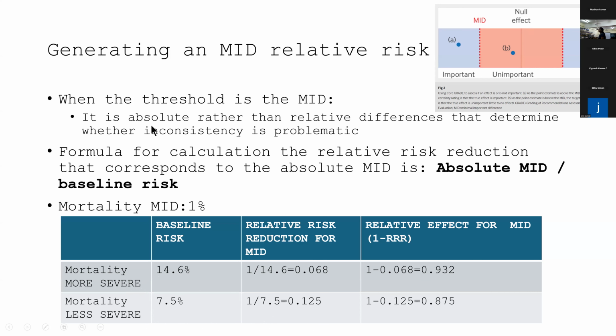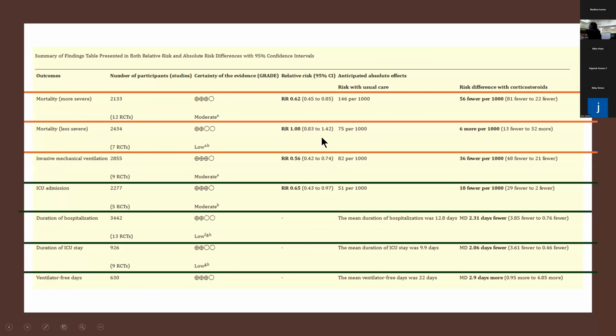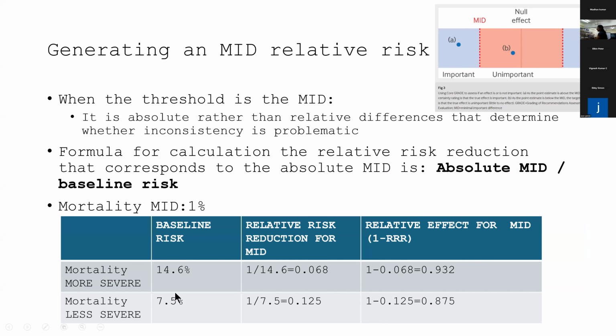Okay, so how do we do that? Just look at this. You have mortality which is more severe, you have mortality which is less severe. What's the baseline risk in each of them? If you look at the previous study, in the placebo group, what was the risk? 146 out of 1,000 individuals. That means your baseline risk of mortality was 14.6 in your severe group, and in the non-severe group is 7.5. So that's how you got these numbers.